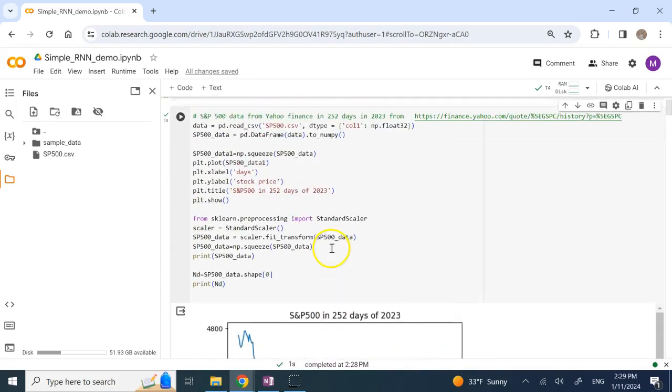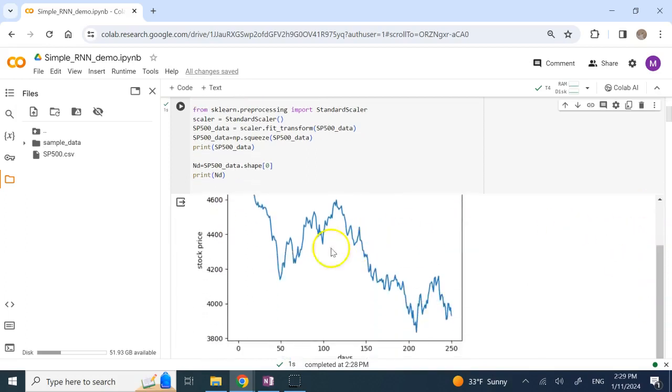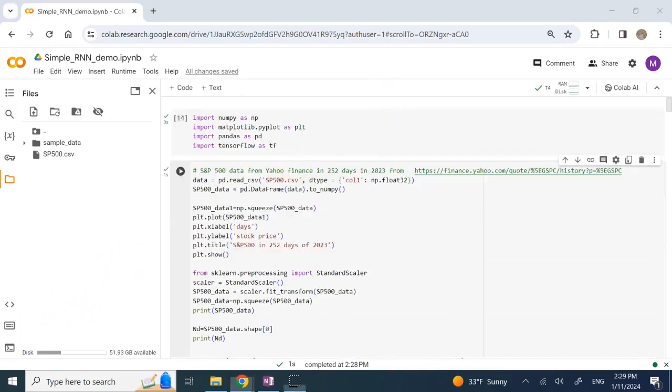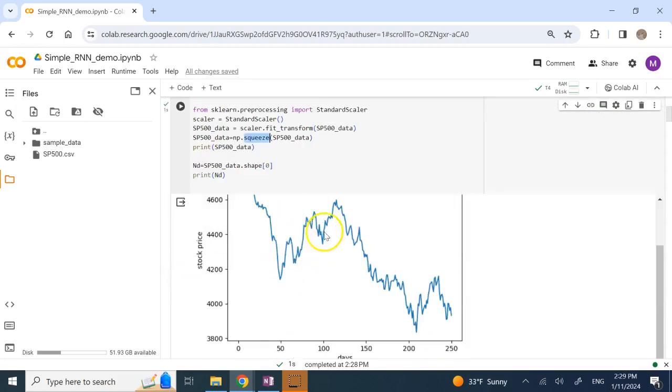But one thing you need to do in this case is that these data are big. They are like 40 something hundred, 4200, 4700. You don't want to pass them directly to your neural network. So what you need to do is pre-process them. So here from scikit-learn, I bring a standard scaler and I apply it to this data. Okay, and this data has an extra dimension of 1. So for plotting, I need to get rid of it with the squeeze command so I can see it.